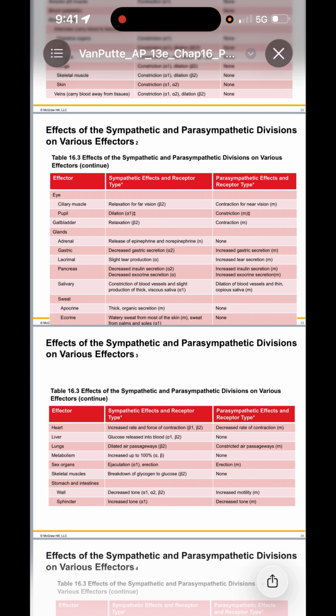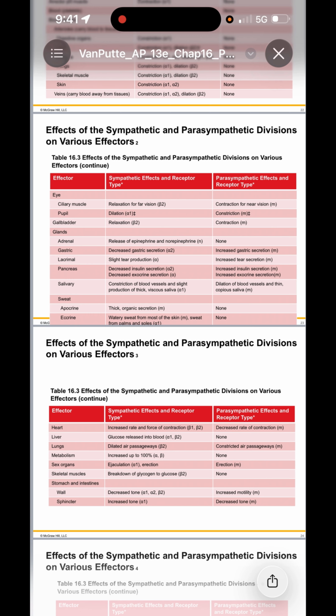Effector: salivary. Sympathetic effects and receptor type: constriction of blood vessels and slight production of thick, viscous saliva, A1. Parasympathetic effects and receptor type: dilation of blood vessels and thin, copious saliva, M. Effector: sweat, apocrine. Sympathetic effects and receptor type: thick organic secretion, M. Parasympathetic effects and receptor type: none.